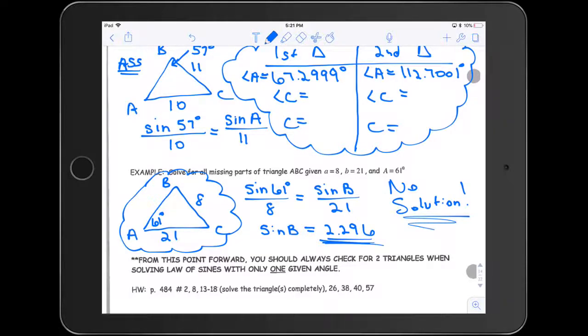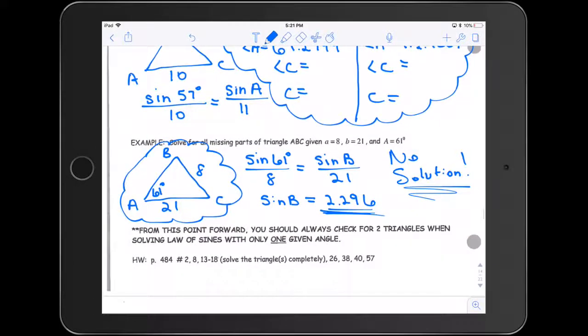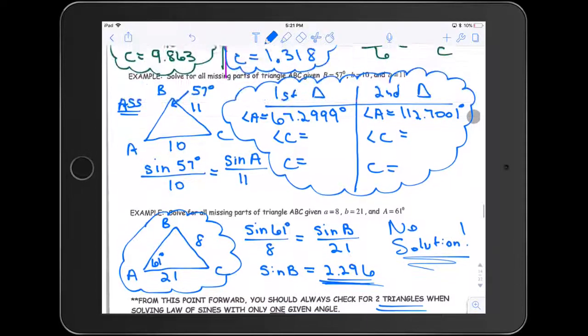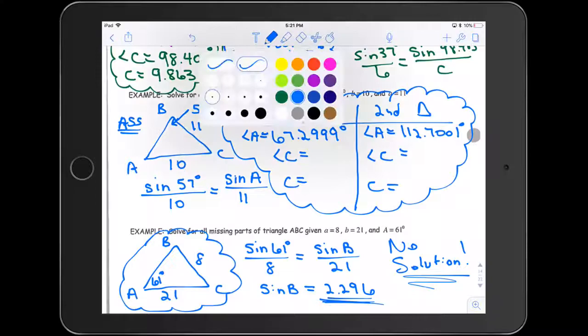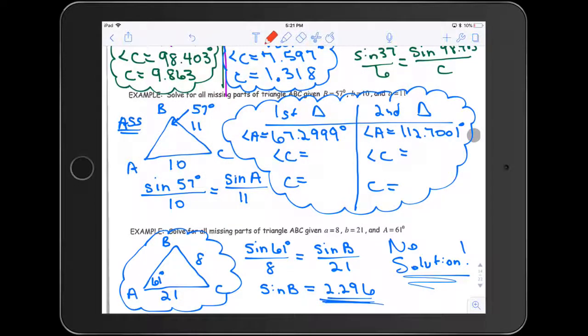Okay, so looking down here, it says, from this point forward, you should always check for two triangles when solving law of sines with only one given angle. So when you have one given angle and you can actually use the law of sines, please note that that is called an ambiguous case and you have two solutions. And while we're at it, just because you guys have tuned in for this long, let me give you these angles here. So again, make sure you can calculate these on your own.